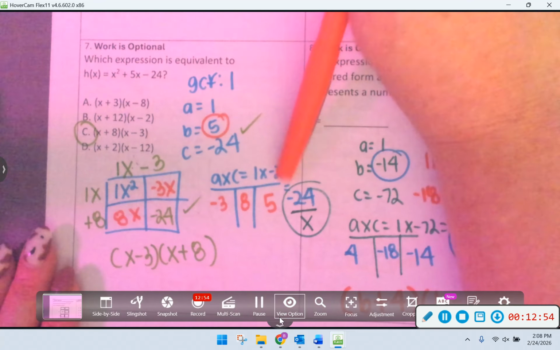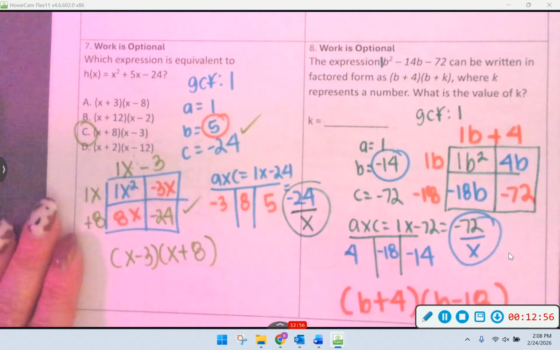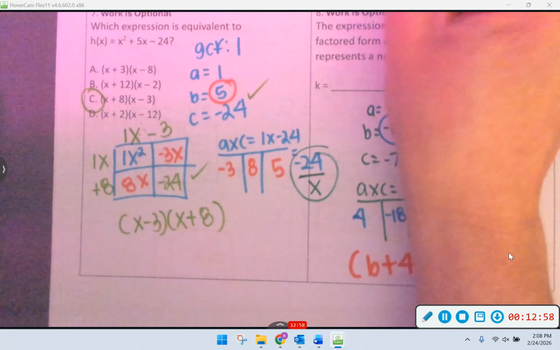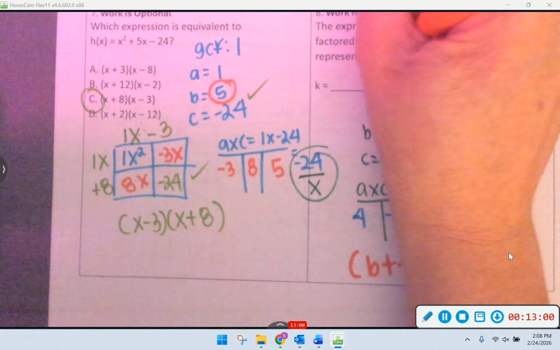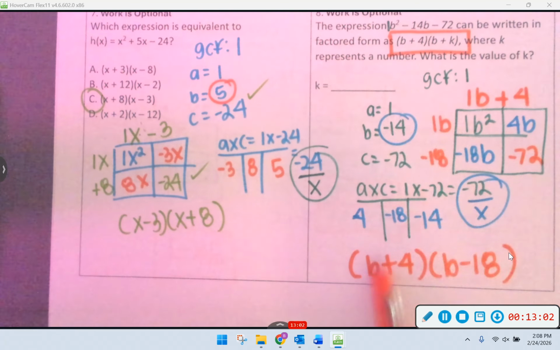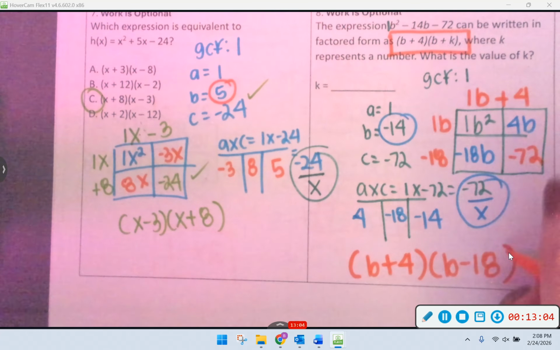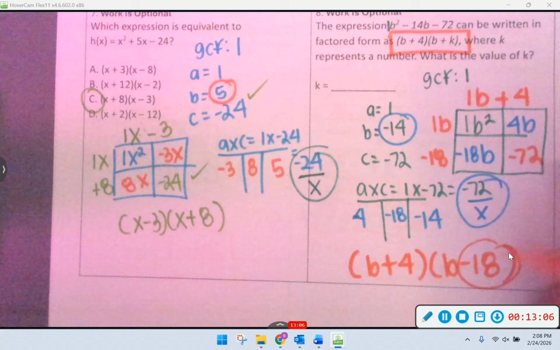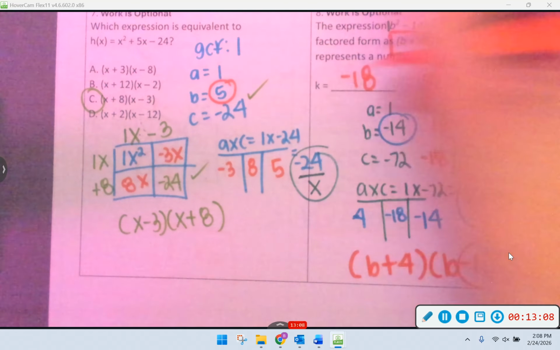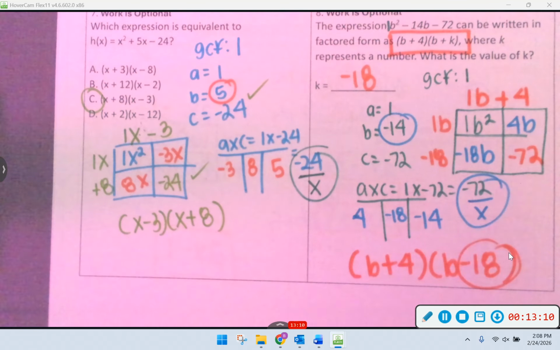All right, we're going to move this so you can see better. Now we're going to look here at the question they gave us originally. It says b plus 4 and then b plus k. So my k has to be negative 18. Perfect, halfway done. All right, let's go to the next page.